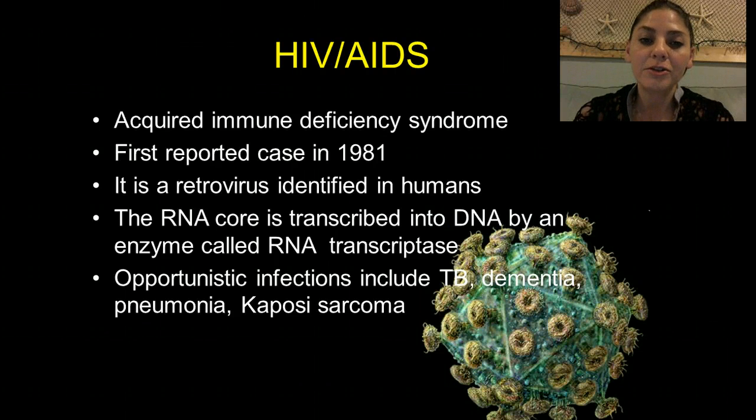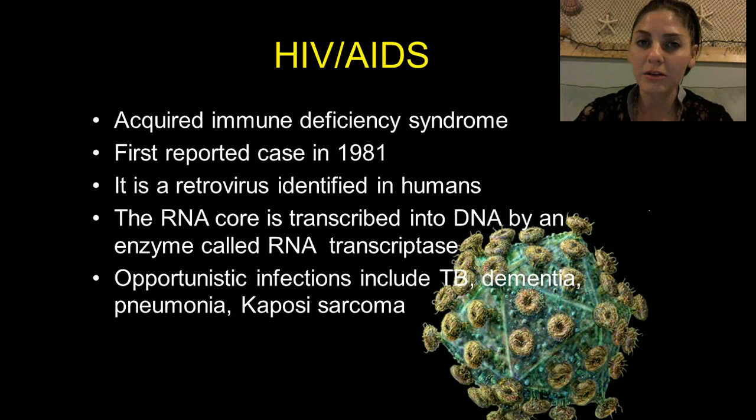It is an opportunistic virus, meaning that it doesn't really affect you until you get a secondary infection. It's one of those opportunistic viruses. That's what makes HIV or AIDS so dangerous. The disease itself or the virus itself doesn't kill you. Secondary infections are what actually kills you.